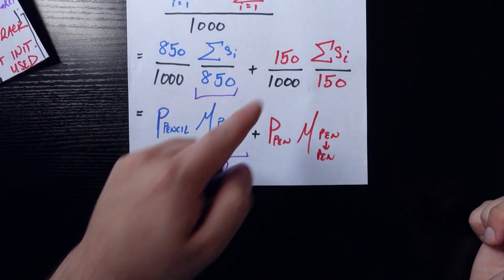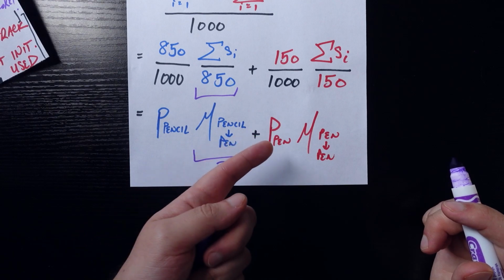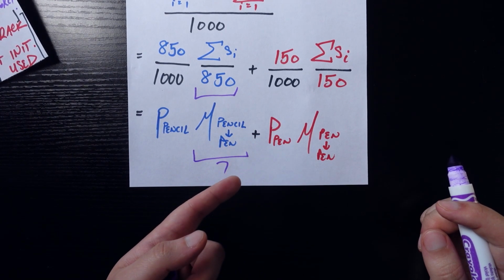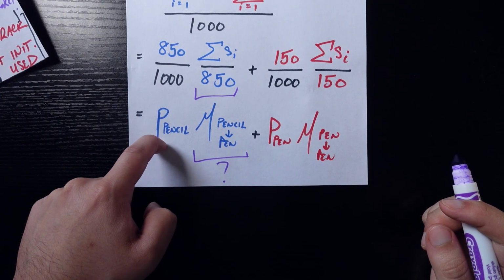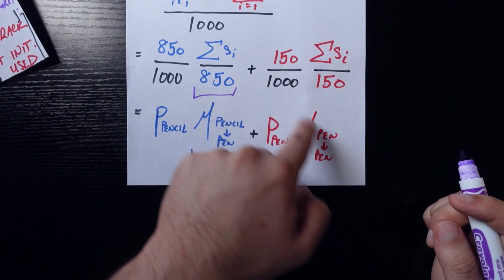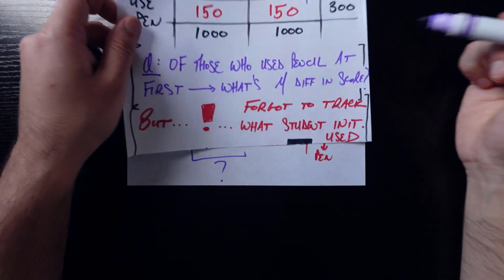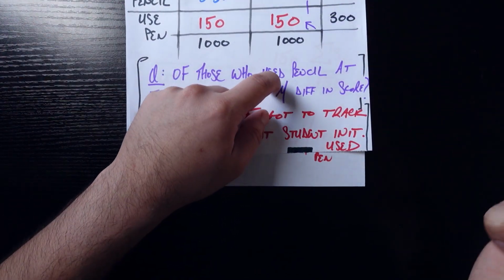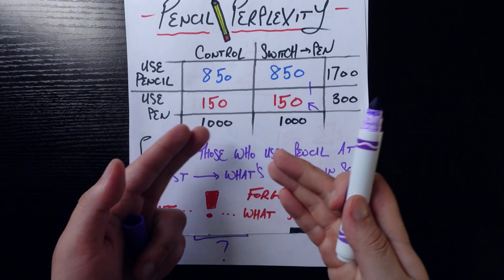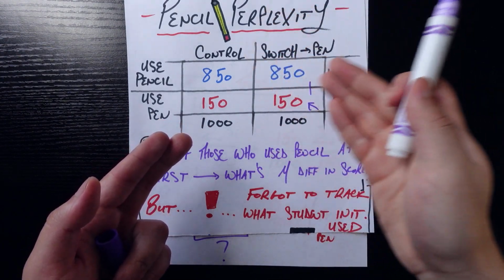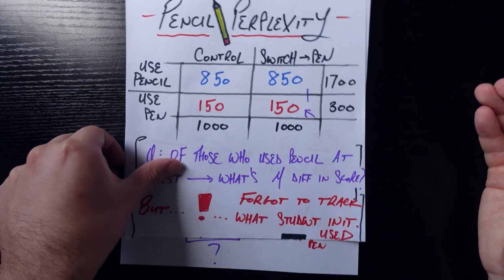Now 150 over 1,000 is just the probability or the proportion of students who use pen. You can also just call that 1 minus P pencil. And then this final one here, the sum of SI over 150, is going to be the average test score for this group of 150 students, who are the students who originally used pen, and they ended up being in this group, so they got to continue using pen.